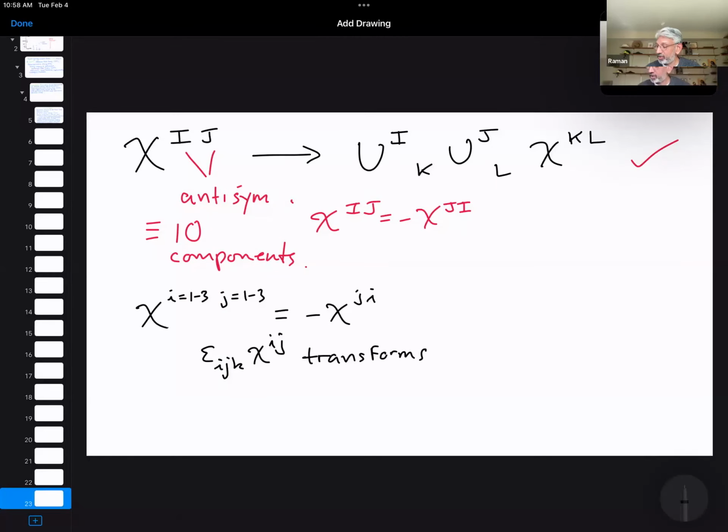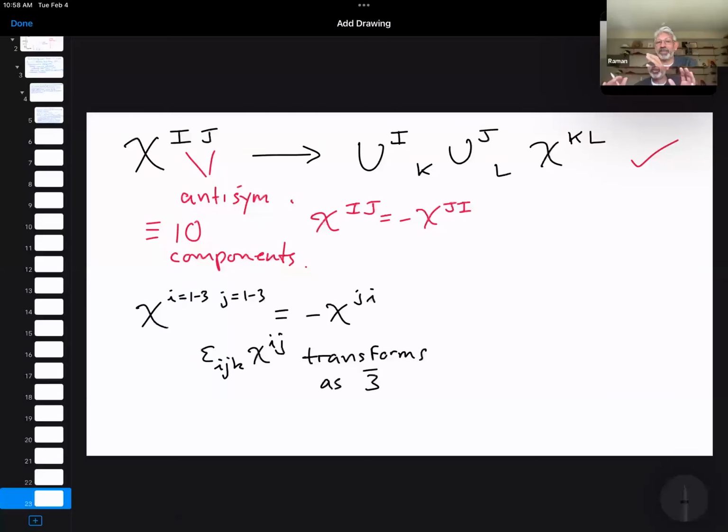as a 3-bar. It's a bit like saying when you do a curl or a cross product. When you have a cross product of vectors in space, the cross product is another vector. So here you've got something like a cross product of two vectors, one with index i, one with index j.